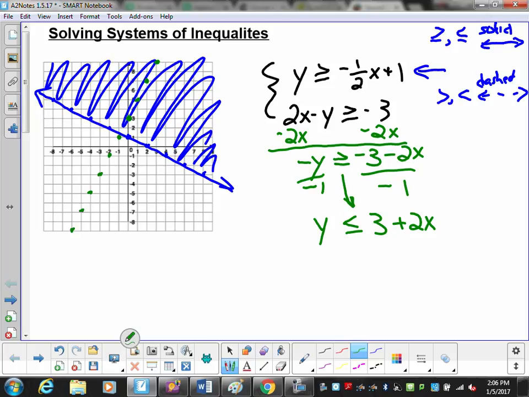And is my line going to be solid or dashed? Solid, because of that equal to piece on the inequality symbol. Okay. So now, which direction am I shading? To the right of that green line or to the left of that green line? Right. To the right, because it says y is less than, and less than means down, and since the line's slanted this direction, down is to the right of it. So this is the direction I'm shading for the green.